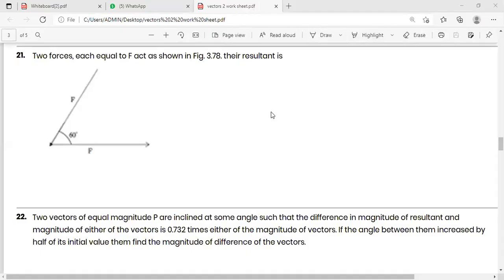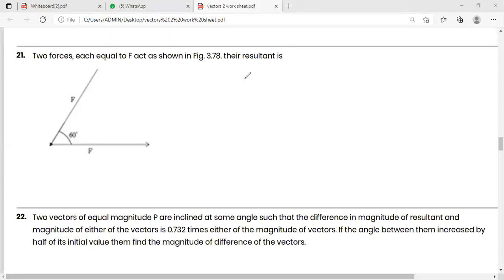Question number 21. Two forces each equal to F act as shown in figure. The resultant is simply two equal forces given, angle is given 60 degrees between them. Then you have to calculate the resultant by using the simple relation from parallelogram law of vectors only. What is the formula here? R square equal to P square plus Q square plus 2PQ cos theta.